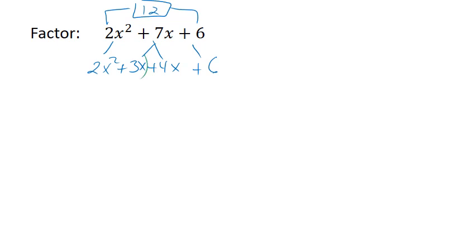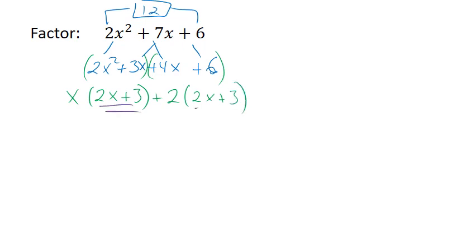Now I'm going to group so that I can factor. My first group, excuse my 6 there, my first group has a common factor of x. That leaves 2x plus 3. My second group has a factor of 2, which leaves me with 2x plus 3. As it was with the first two problems, I have these two parts that are the same. That's one of my factors, 2x plus 3, and the other factor comes from the outside. That is x plus 2.